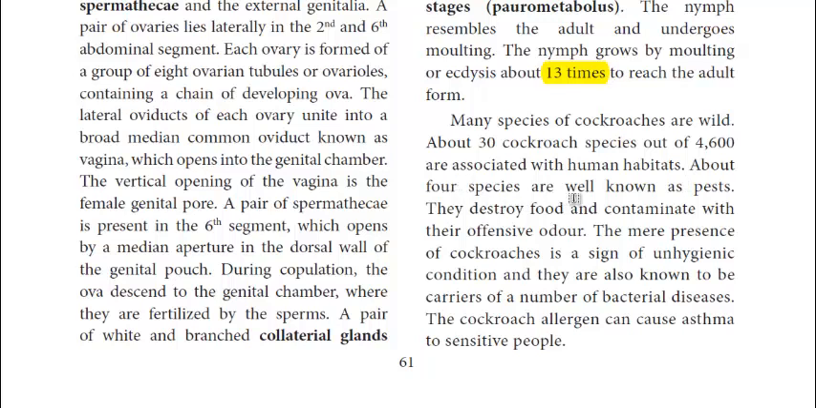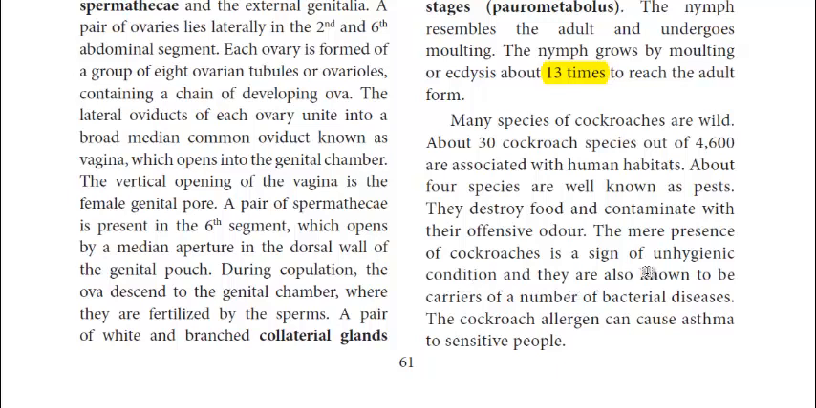About 4 species are well known as pests. Of these cockroaches, about 4 species are in our homes. They destroy food and contaminate it with their offensive odor. When they are there, a smell comes, and they contaminate all the food. The mere presence of cockroach is a sign of unhygienic condition. If you see a cockroach in your house, it means your house is not clean.